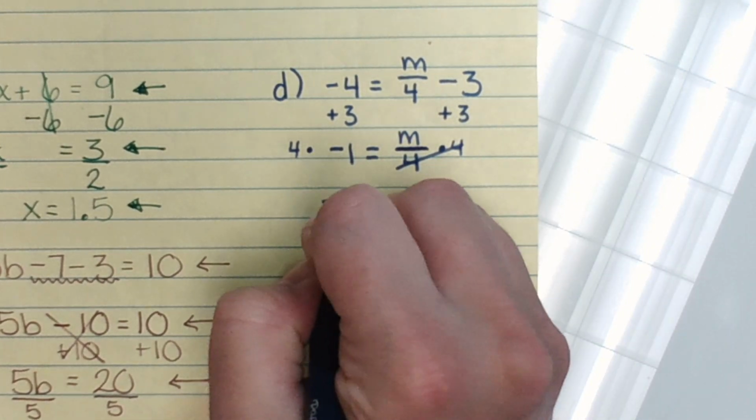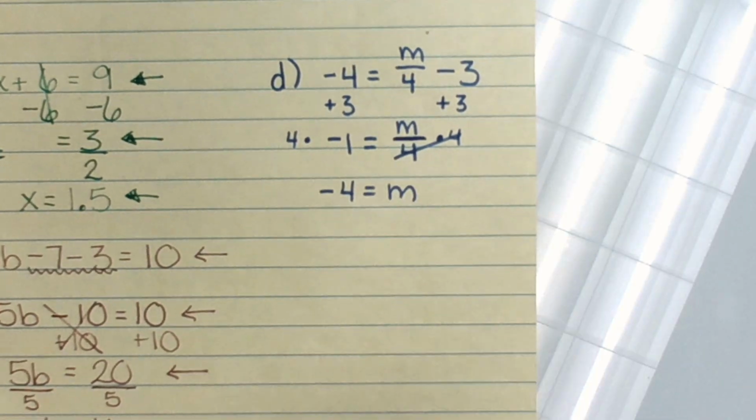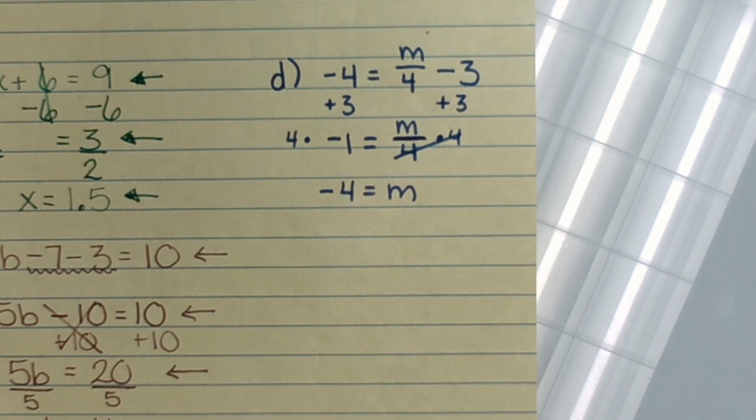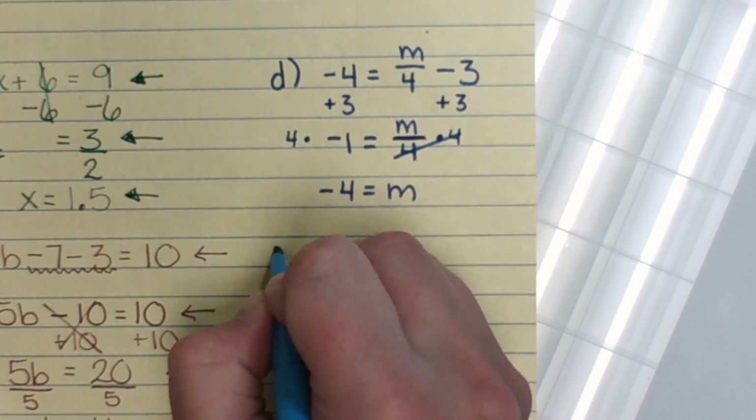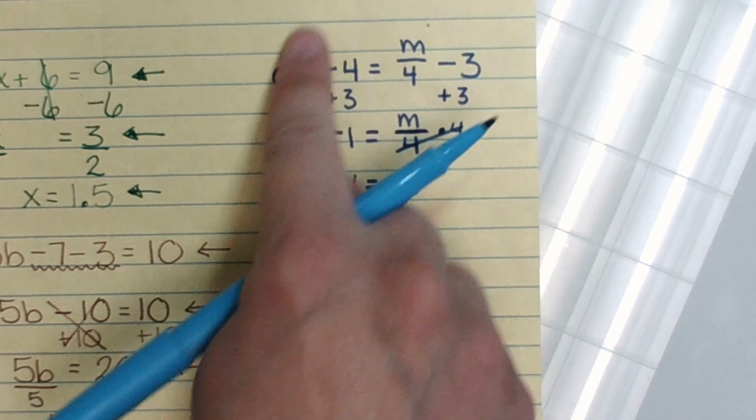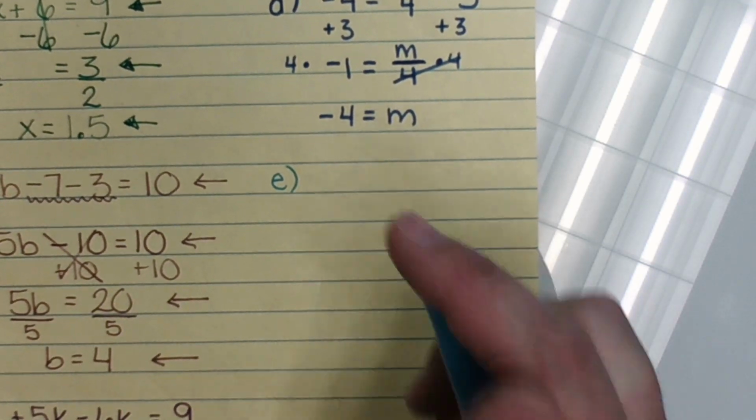Negative 1 times 4. Negative 4 equals m. Is it okay if I leave the m on the right side and the negative 4 on the left side? For now, yes. There'll be a time where that changes, and we'll talk about it when that comes. Now, y'all did really well with this. This is something that typically trips people up.